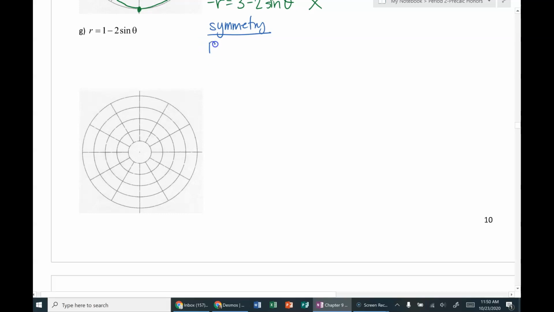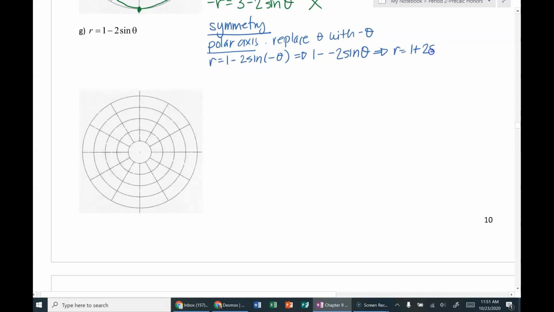So we want to start with the polar axis. Replace theta with negative theta to see if we get the same thing back. So r equals 1 minus 2 sine of negative theta. Well, sine is an odd function, so you can take the negative in front of it, which gives us r equals 1 plus 2 sine of theta, which is not exactly the same as the original, so it's not symmetric about the polar axis.